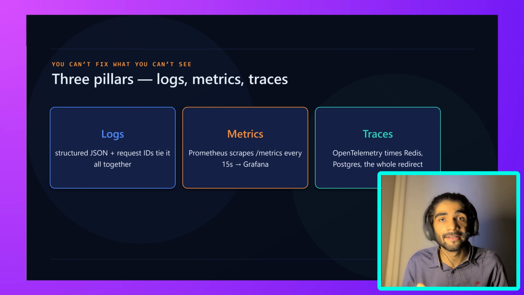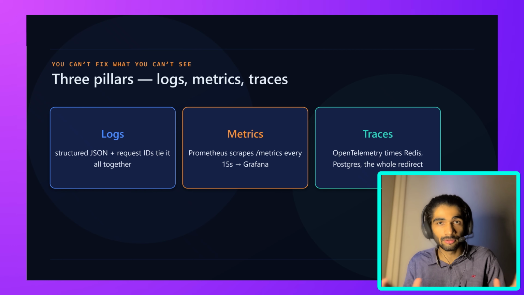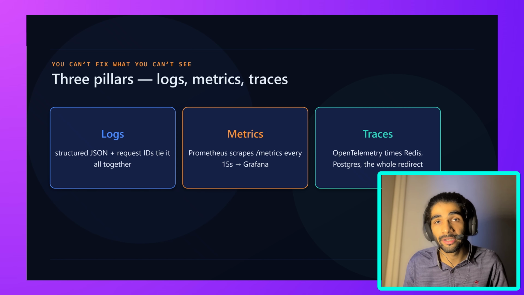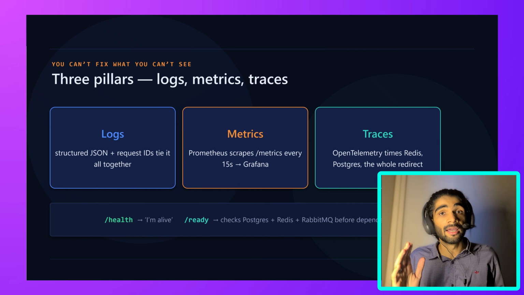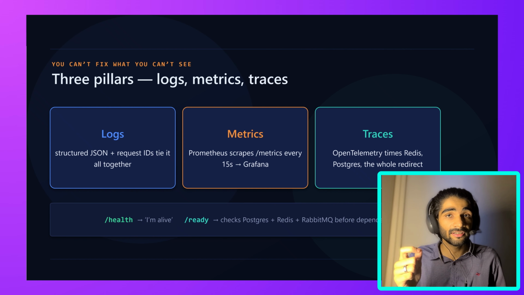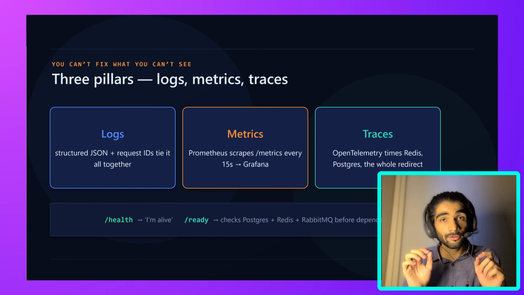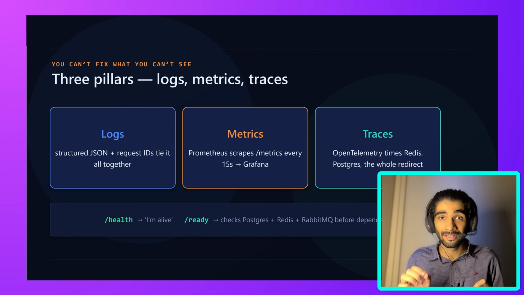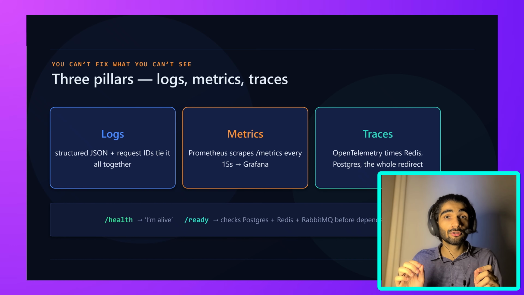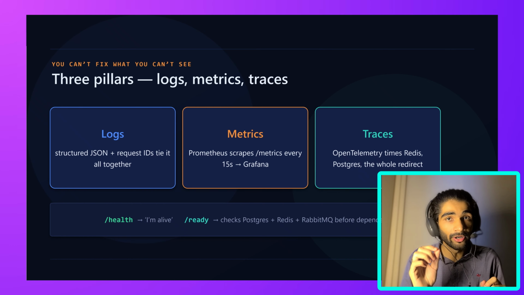OpenTelemetry traces every redirect request, so you can see exactly how much time Redis took, how much time Postgres took, and how much time the whole thing took. There's a pre-built dashboard in Grafana which visualizes all this. And the app has health check endpoints. Health says I am alive. Redis says which of the services are available right now. If you are deploying to production and you are not setting up monitoring, that's like driving a car with a blindfold. You don't know that you are about to crash until you crash.